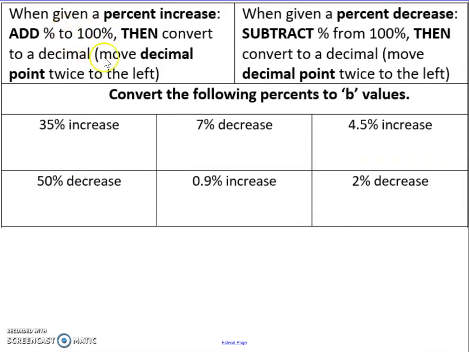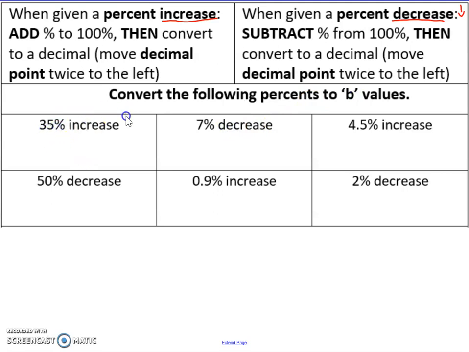Okay, so if you read at the top of your notes, when given a percent increase, we're going to add the percent to 100%, and then we'll convert it, okay? If it's a decrease, so it's going down, right, we're going to subtract the percent from 100, and then we convert. All right, so here we go. We're going to convert percents to B values, to our growth factors.